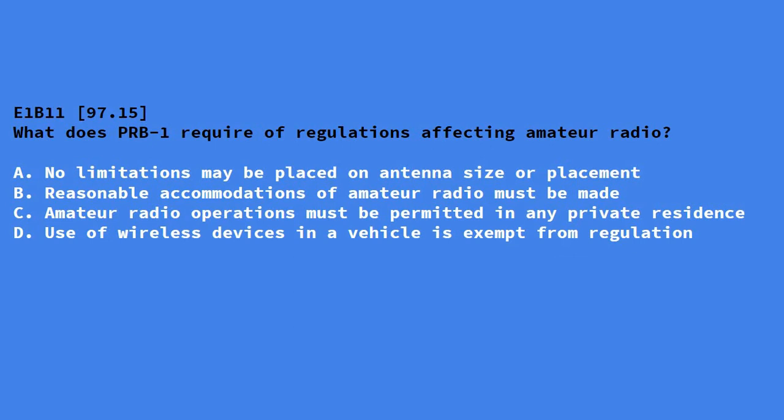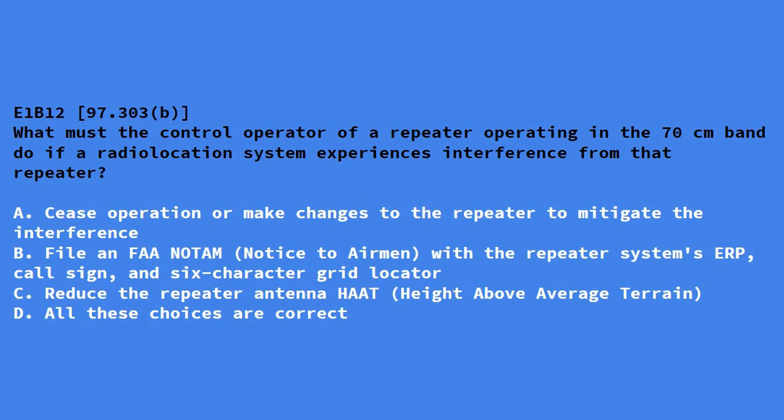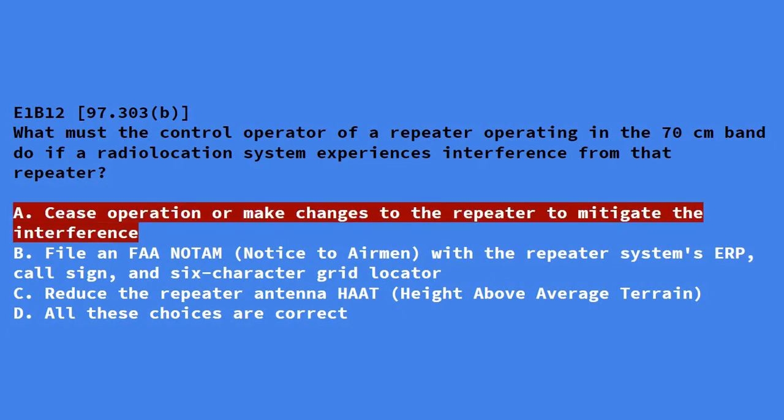E1B11, what does PRB-1 require of regulations affecting amateur radio? Reasonable accommodations of amateur radio must be made. E1B12, what must the control operator of a repeater operating in the 70 centimeter band do if radio location system experiences interference from that repeater? Answer is cease operation or make changes to the repeater to mitigate the interference.